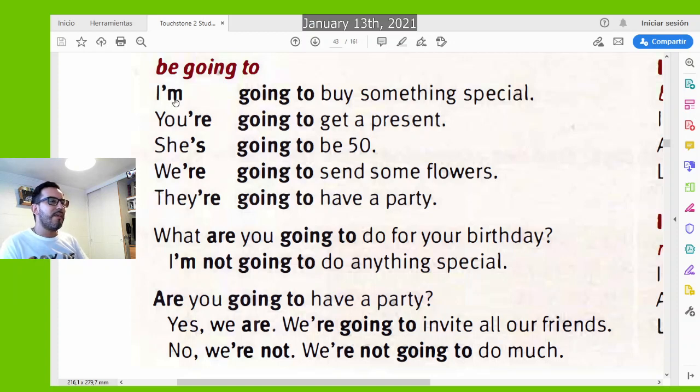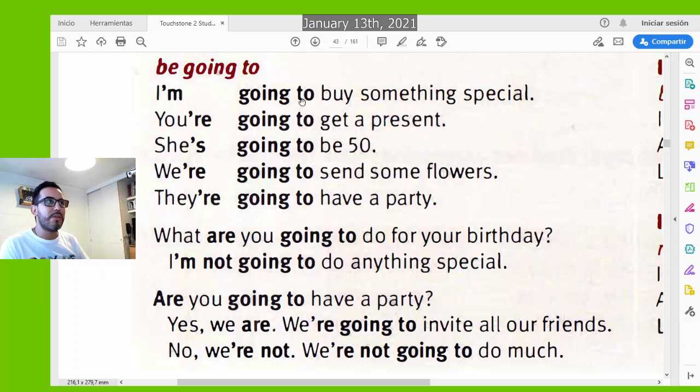So here, I'm going to, are going to, is going to. This is the structure to express a future idea, a future event, a future time. Here we are talking about a future time.